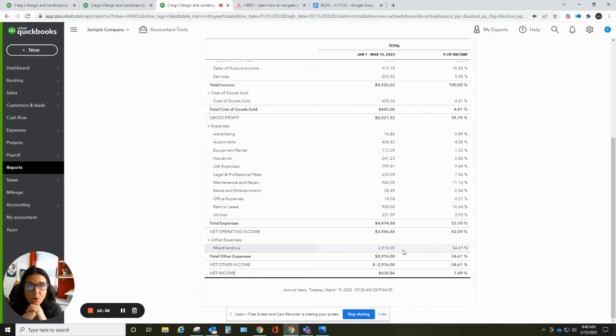So that's a quick overview. It is important. It takes a lot to learn how to really navigate and understand the ins and outs of these reports, but it is really important.